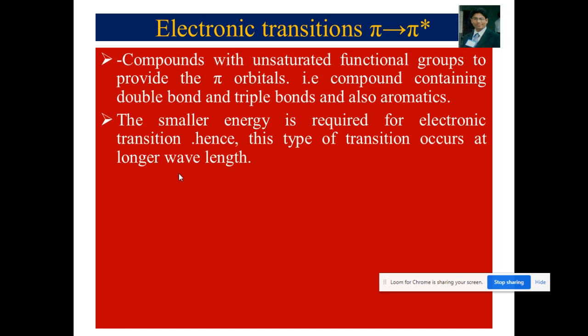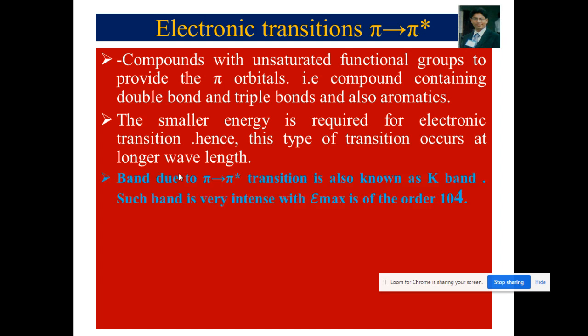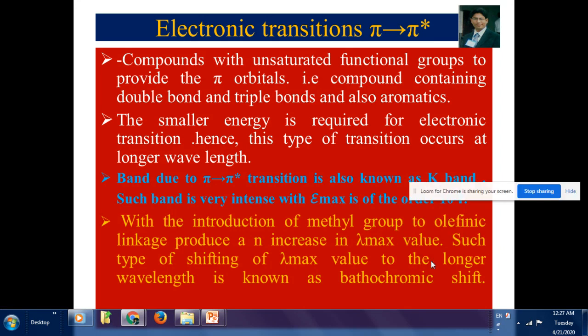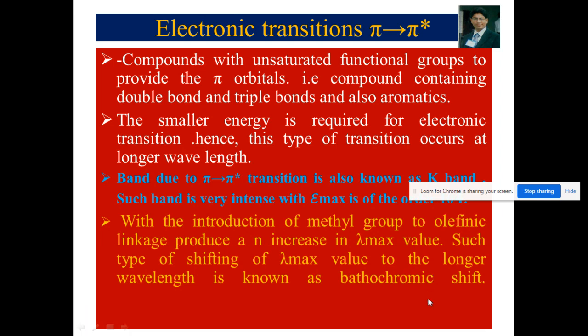Hence, this type of transition occurs at longer wavelength. The band due to pi to pi star transition is also known as the K band. Such a band is very intense, with epsilon max of the order of 10 to the power 4. With the introduction of a methyl group, the olefinic linkage produces an increase in lambda max value. Such shifting of lambda max to the longer wavelength is also known as the bathochromic shift, which we will discuss in our next day.